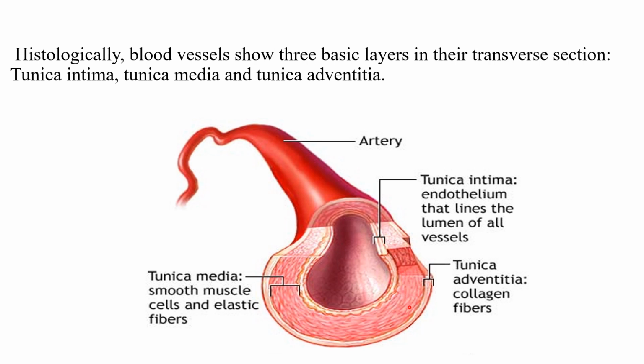Then the outermost covering or the outermost layer of the blood vessel is known as tunica adventitia. So in the veins, tunica adventitia is the thickest layer. So this one is the tunica adventitia. It is mainly formed by the collagen fibers.